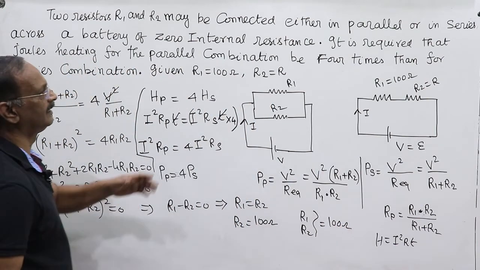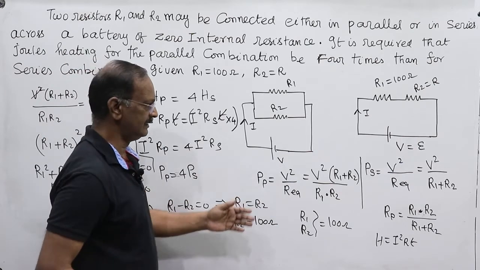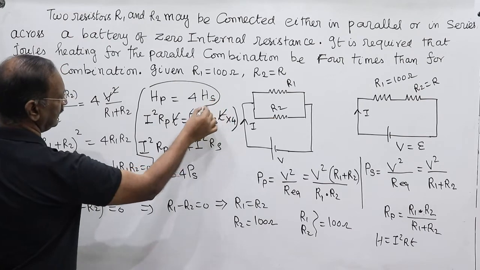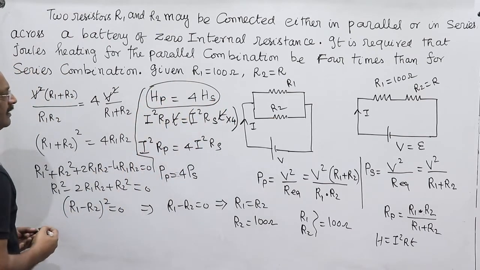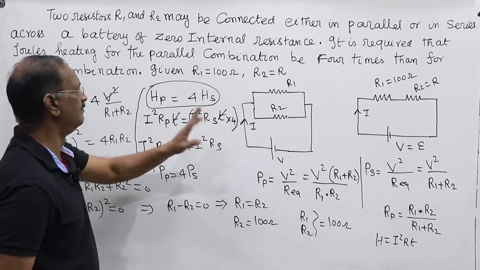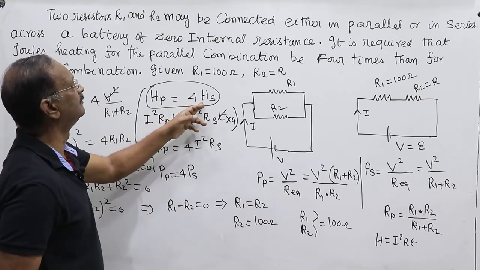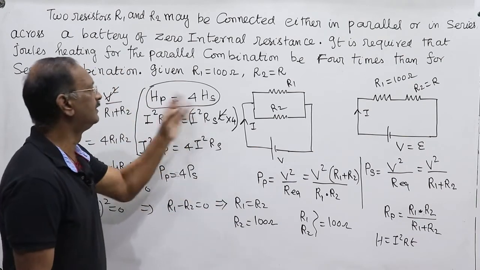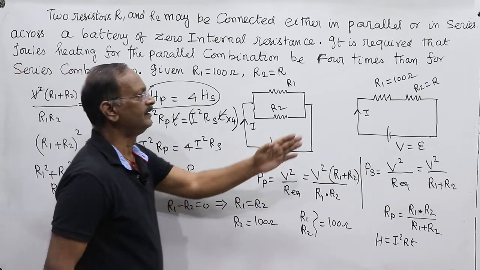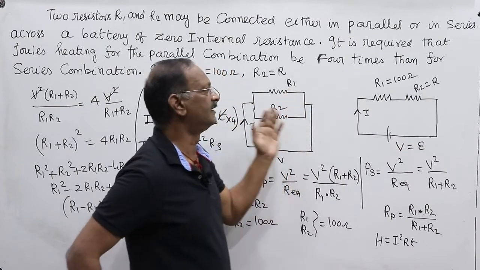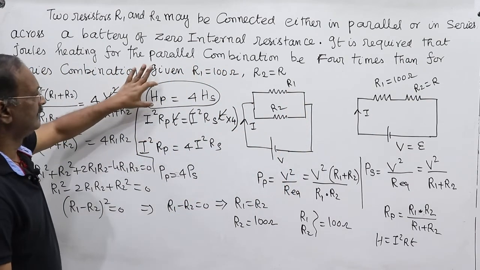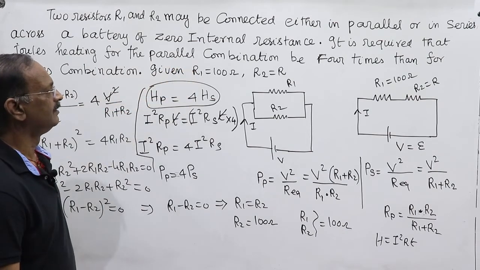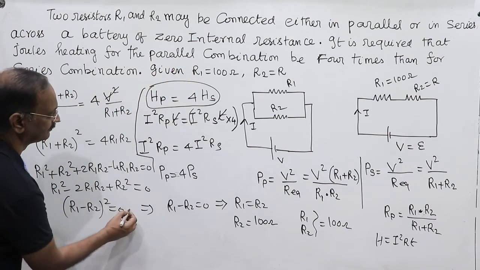If it is connected in parallel, this condition is given. Heat produced in the parallel combination of the same circuit with the same battery is equal to 4 times the heat produced in the series combination. Under this condition, when both are of the same resistance, it may be connected in series or in parallel. In that condition, the heat produced in the parallel combination will be equal to 4 times the heat produced in the series combination.